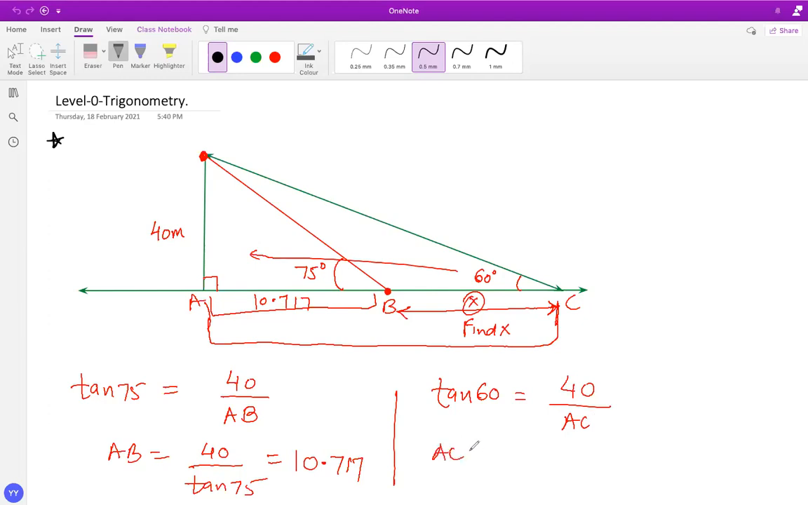Now, if you make AC the subject, it is 40 over tan 60. So if I find the value of 40 over tan 60, basically this value is 23.09. And so the value of x is 23.09 minus 10.717.